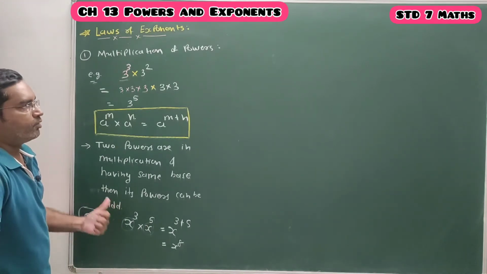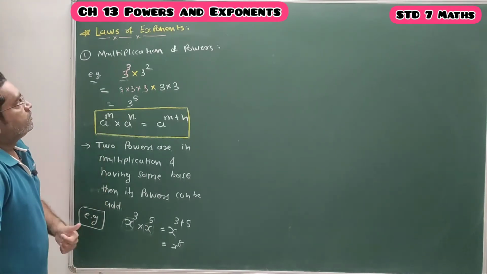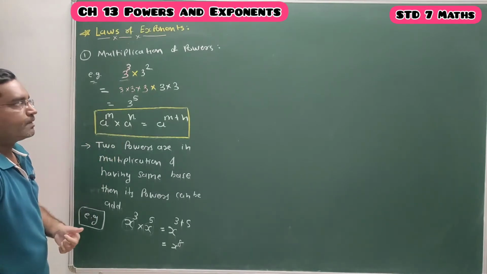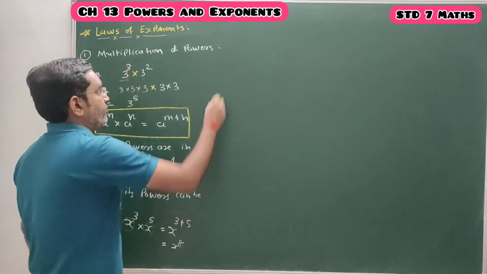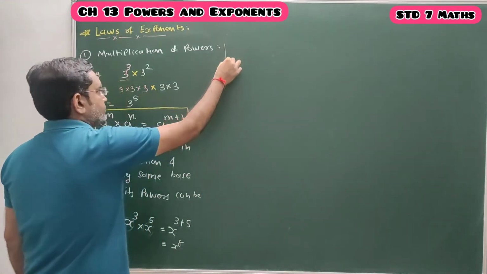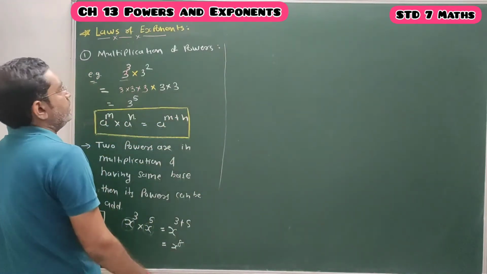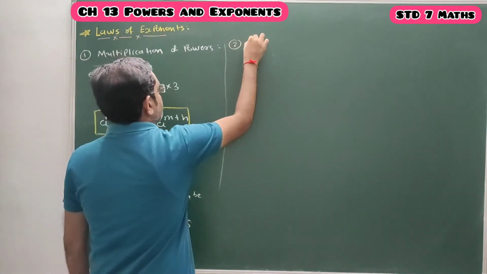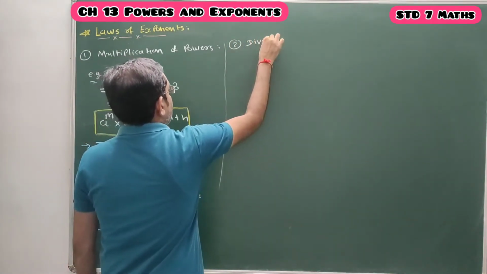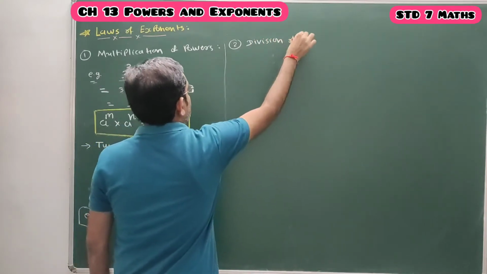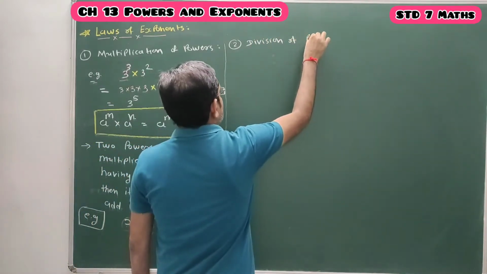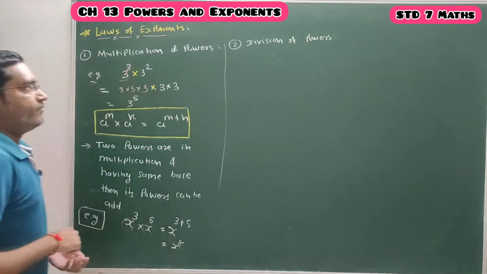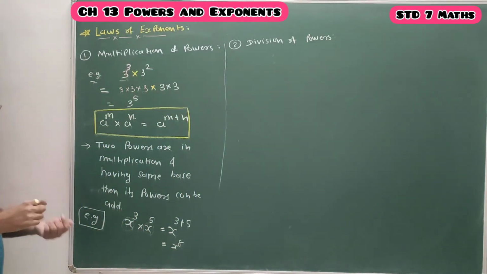So this is the first formula of the laws of exponents. You have to remember this. Done? Now the second formula. The first was multiplication of powers. The second formula is for division of powers. Here different cases will be generated.